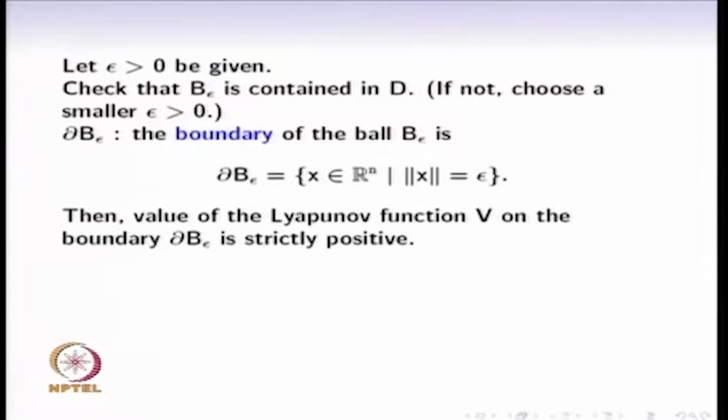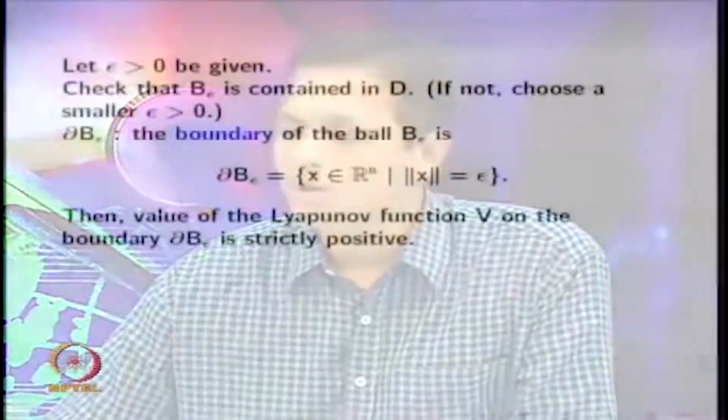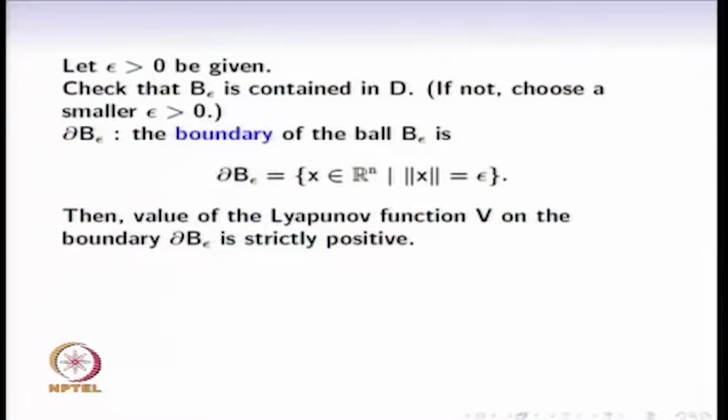So let epsilon greater than 0 be given. First check that B epsilon is indeed contained in the domain D. If not, one can choose an epsilon that is slightly smaller. For this ball B epsilon, we consider the boundary of the ball. What is the boundary of the ball? B epsilon contains all the points which have distance strictly less than epsilon from the origin. Its boundary is the set of all points whose distance from the origin is equal to epsilon. This is the surface of that sphere.